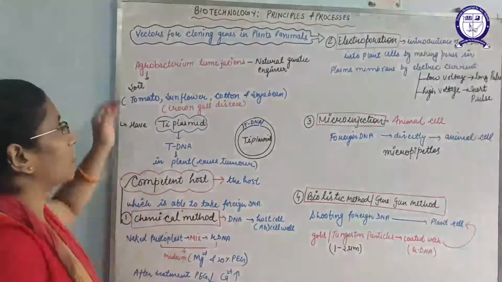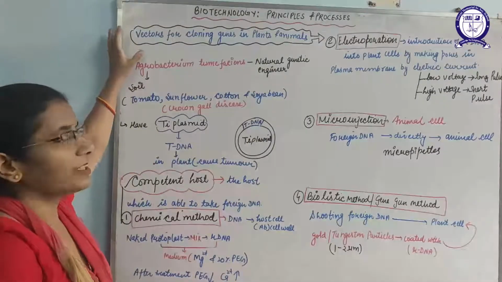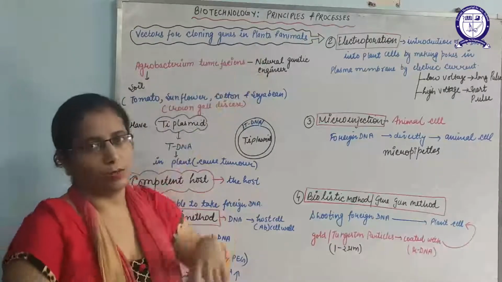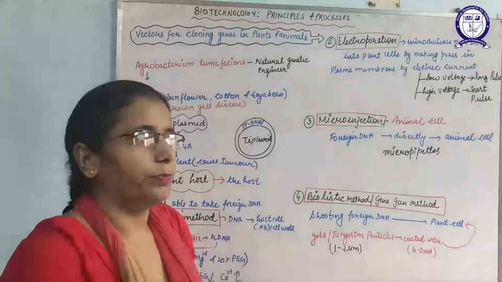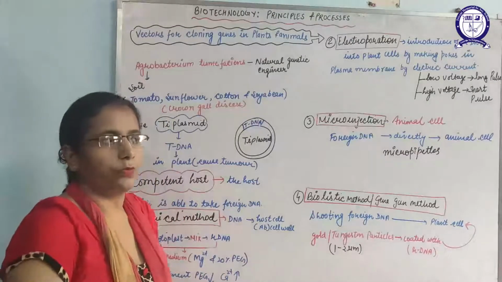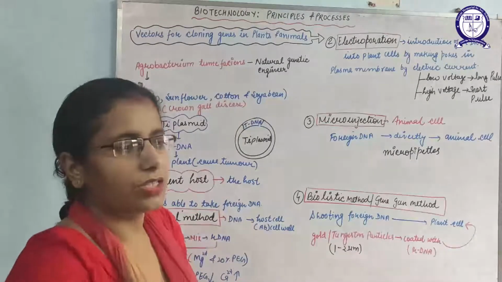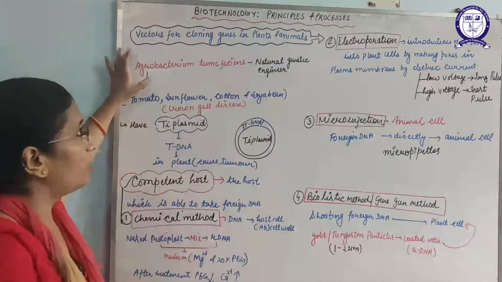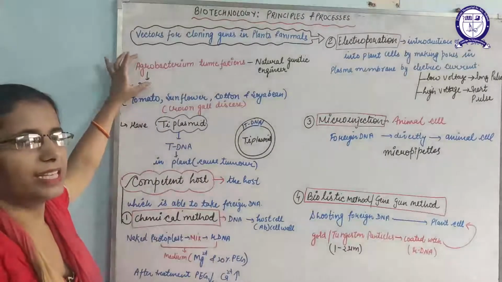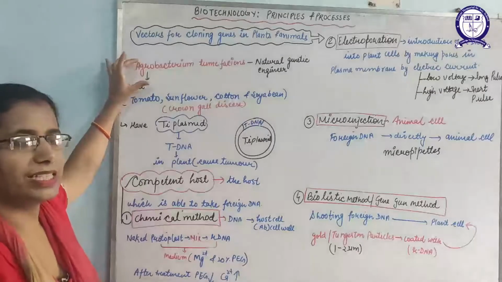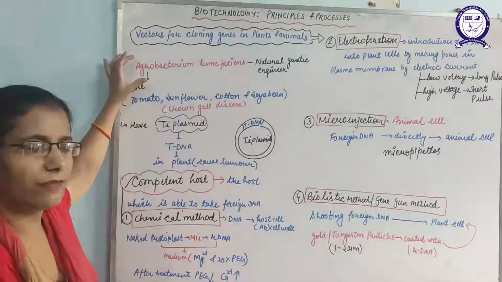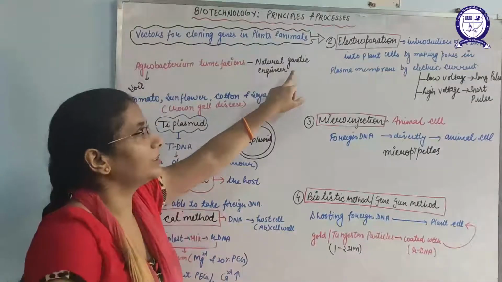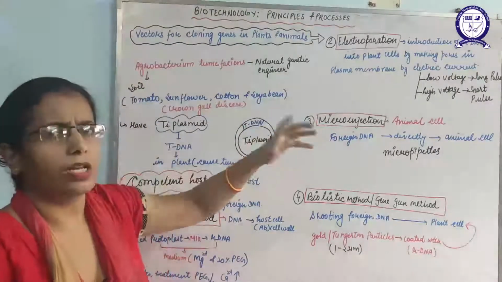Now we are going to discuss the next topic, which is the vectors that are used for cloning genes in plants and animals. Definitely, vectors are also divided on the basis of whether they are transferring genes into plants, animals, or microbes. So now, Agrobacterium tumefaciens. Agrobacterium tumefaciens is a soil-inhabiting bacterium which is normally found in the soil, and it is considered the natural genetic engineer. Now the question is why?